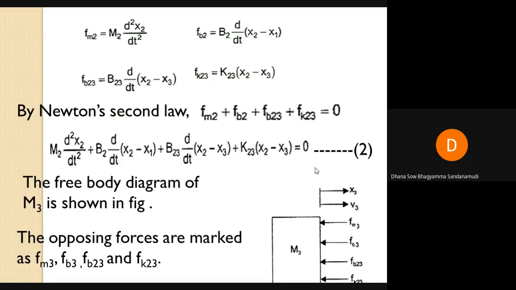So according to Newton's second law, opposing forces equal the applied forces. So you can write down this differential equation, which governs the given body at node 2.